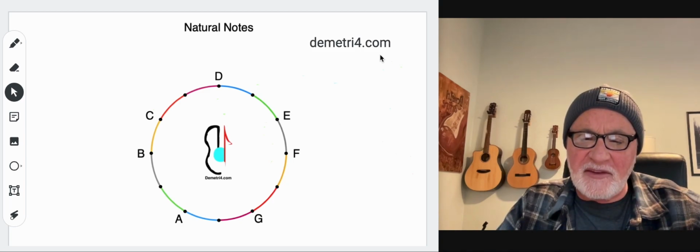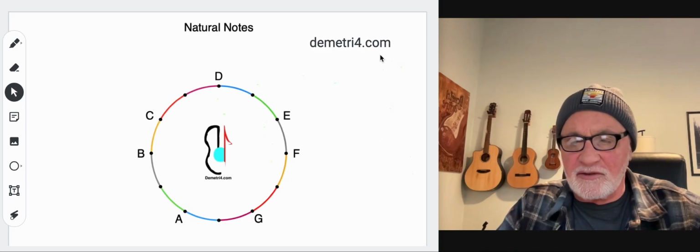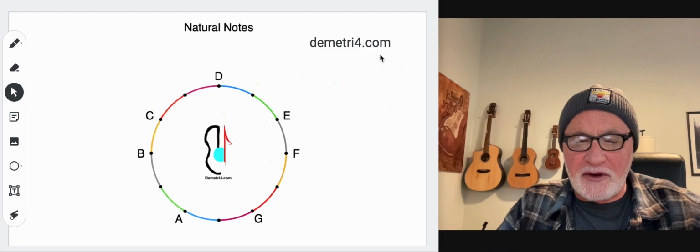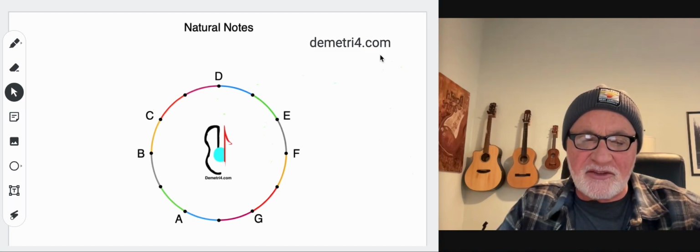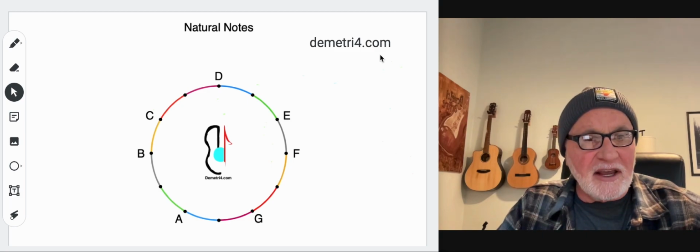Objectives: one, understand the steps to find an interval. Two, recognize the different sizes of intervals. Three, recognize the different qualities of intervals. Four, use the circle to navigate and find intervals. Today, let's shift gears and look at intervals.